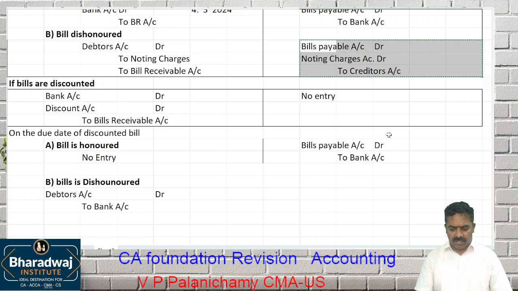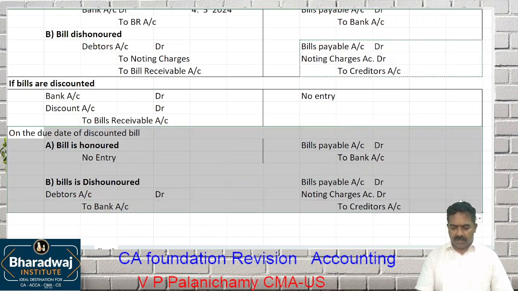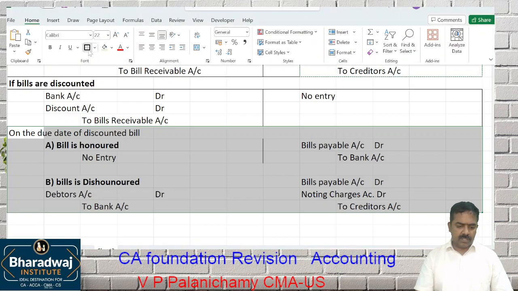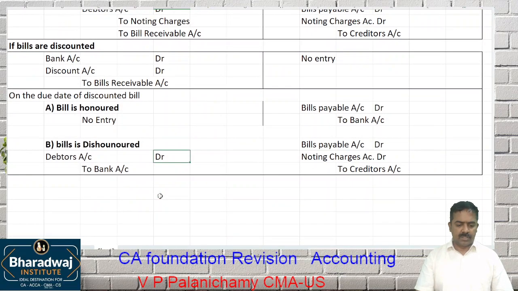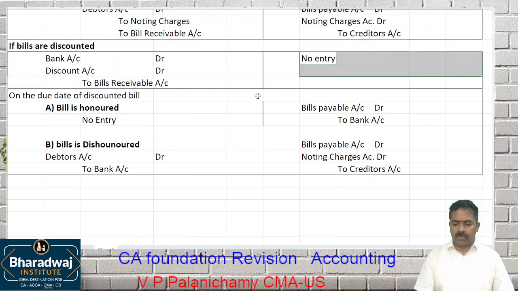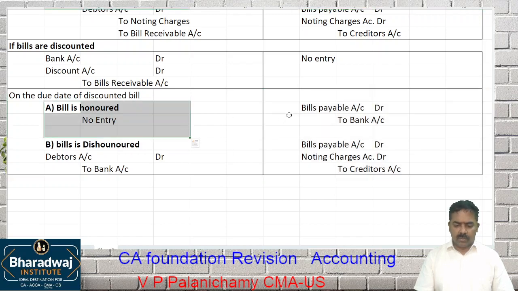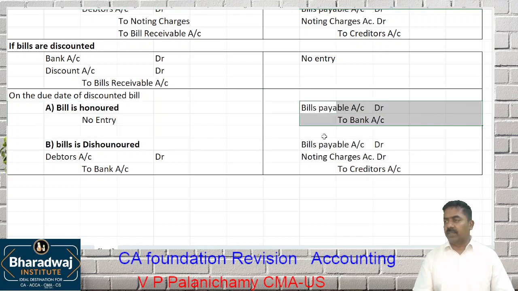Second party is not bothered about all these things. He'll pass a normal dishonor entry. What is a normal dishonor entry? Bills payable account debit, noting charges account debit, to which account? Creditors account. Once again, if bills are discounted, what is the entry? Bank, discount, to which account? Bills receivable account. Second party book no entry. On the due date of the discounted bill, there are two options. The bill is paid, no entry in the drawer's book, the acceptor will pay the money.